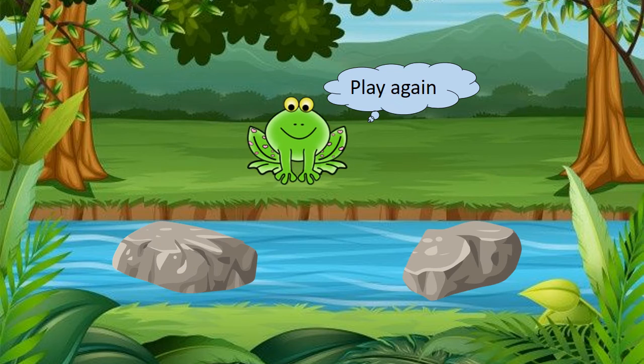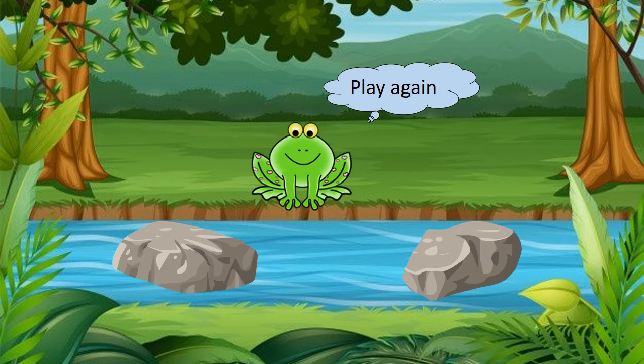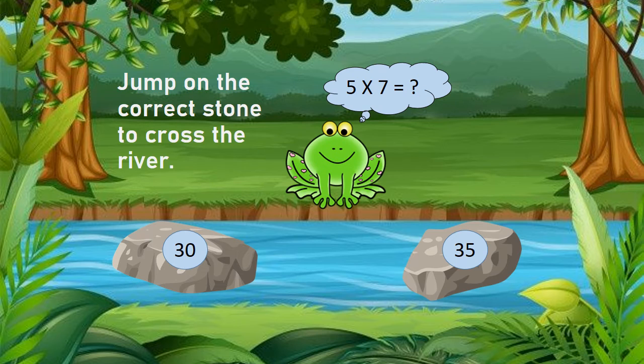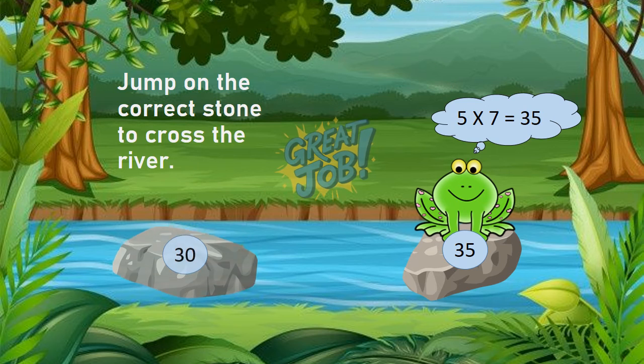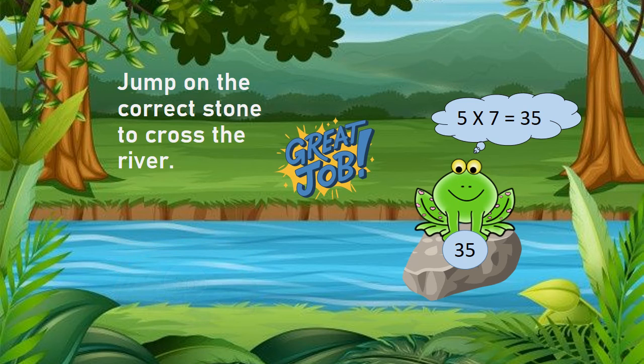Do you want to play again? Yes. What is 5 multiplied by 7? The frog jumps on 35. Yes, correct. Great job. 5 multiplied by 7 is 35.